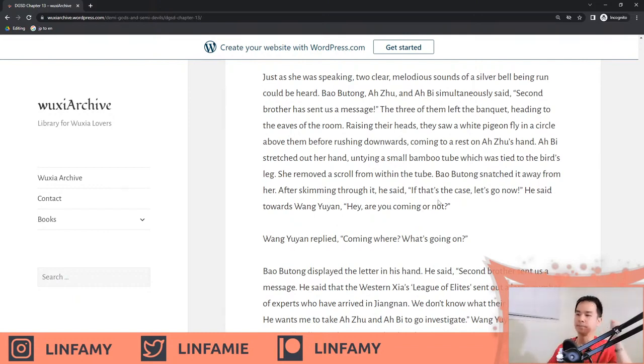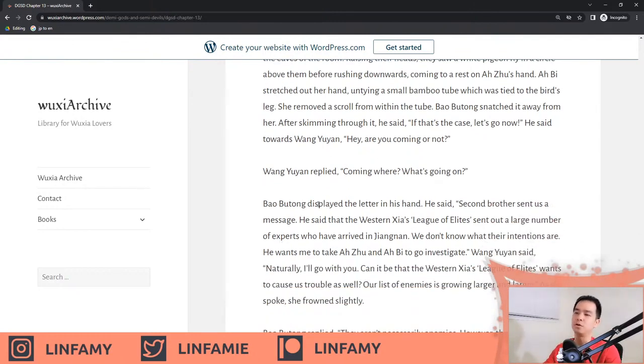"Hey, are you coming or not?" Wang Yuyan replied, "Coming where? What's going on?" Bao Butong displayed the letter in his hand. He said, "Second brother sent us a message. He said that the Western Xia's League of Elites sent out a large number of experts who have arrived in Jianan. We don't know what their intentions are. He wants me to take Aju and Abi to go investigate."